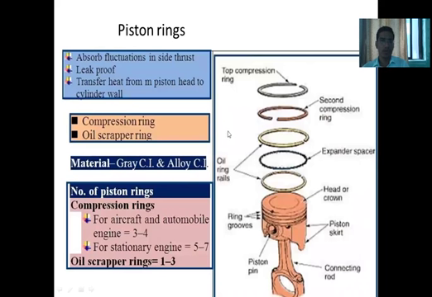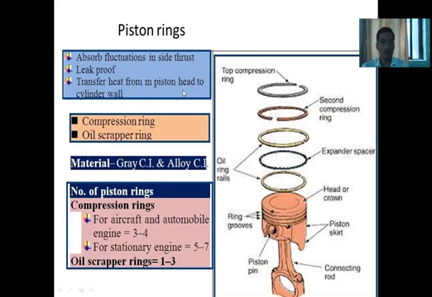Next are the piston rings. The function of the piston rings is to absorb the fluctuation in side thrust. Then it avoids leakage, that is, it is leak proof, and it transfers the heat from the piston head to the cylinder wall. There are two types of piston rings used. One is the compression ring and the second is the oil scraper ring.